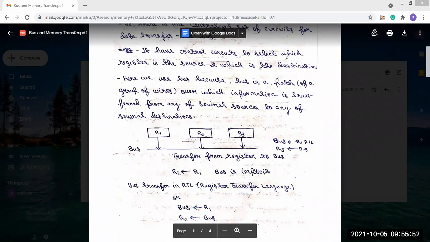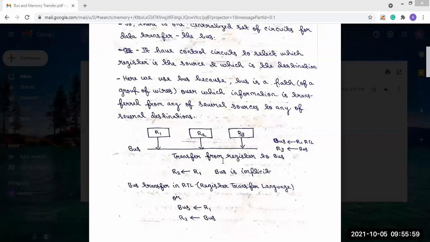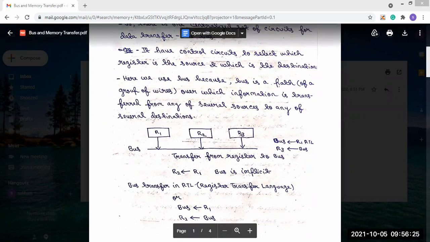Now we will move on. We have already seen that if a register wants to communicate with another register, then the data will be transmitted to the bus first, and then from the bus the data will go to the destination register. But there is an internal circuit that decides which register will be chosen and how it will work. So the internal circuit we will see now.